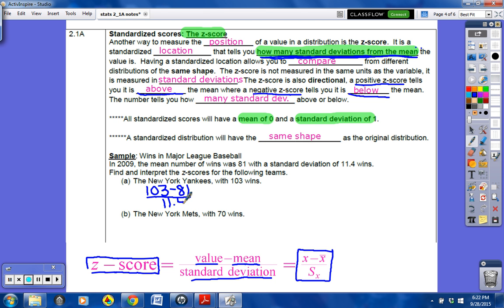11.4. And so on your calculator, I recommend doing this in 2 steps. Do 103 minus 81, hit enter, and then divide by 11.4. Because if you're not careful, it will calculate it incorrectly. And I got a value of 1.92982. So what that number means is that they are 1.93 standard deviations above the mean.